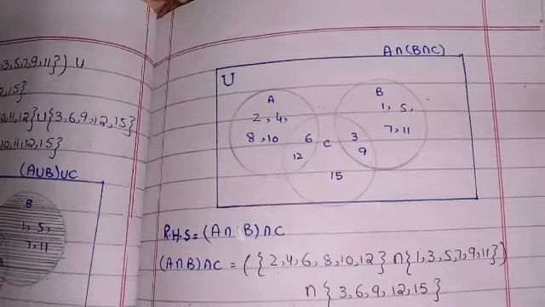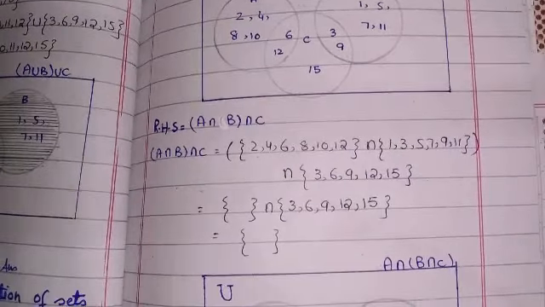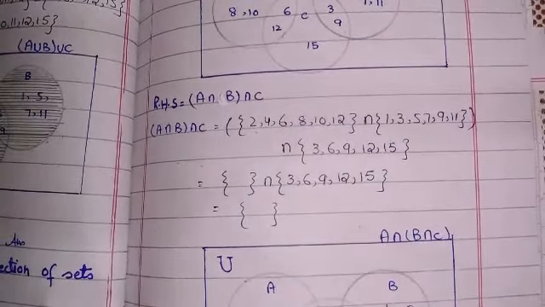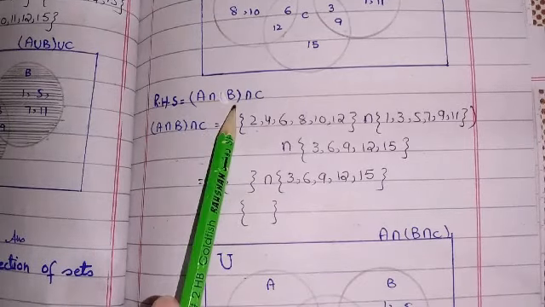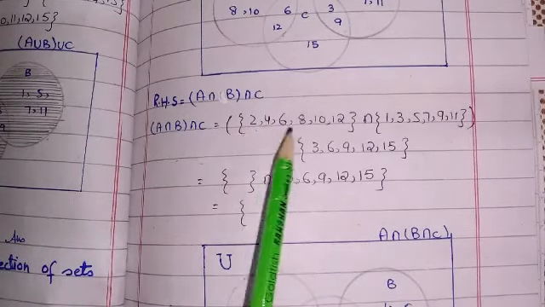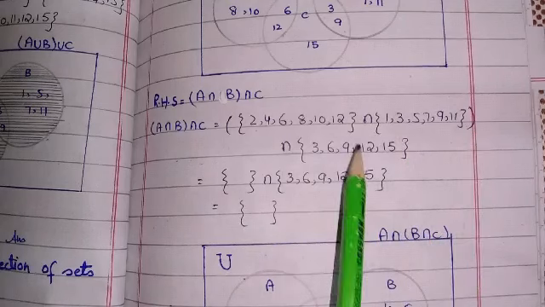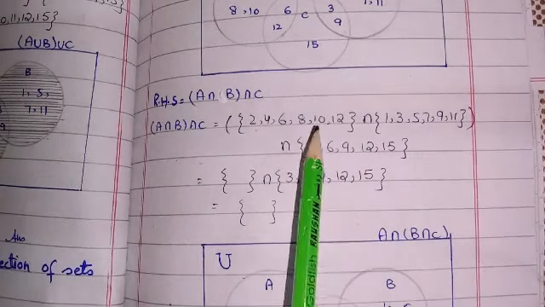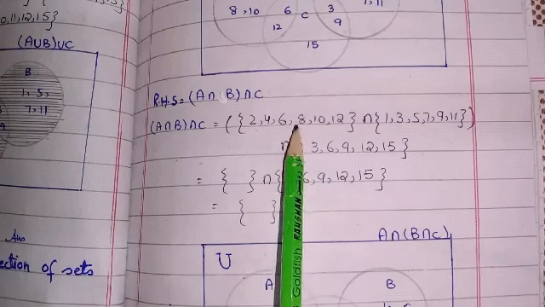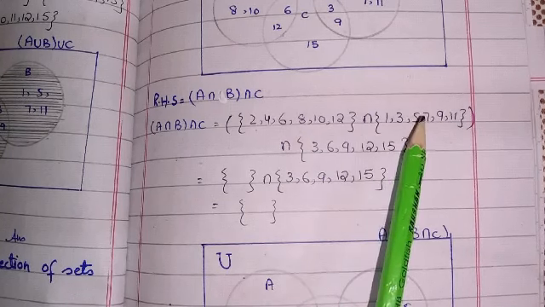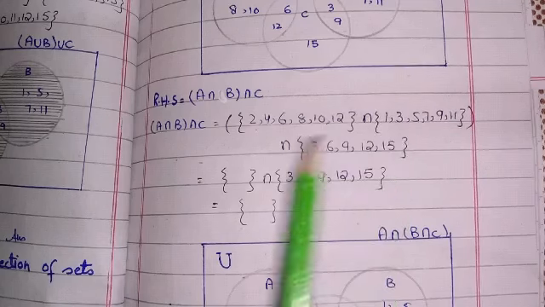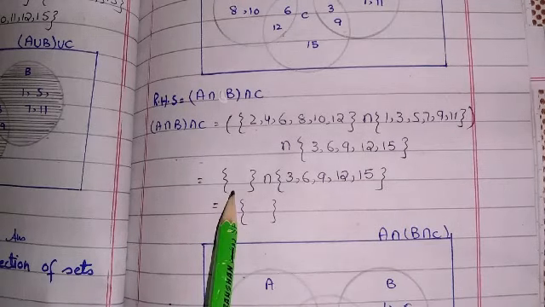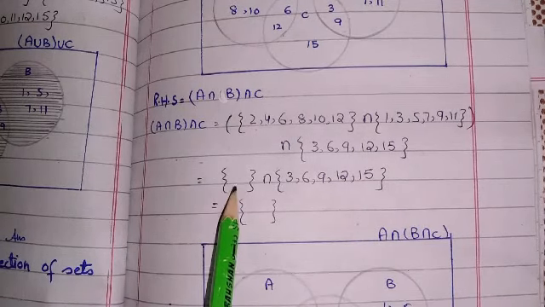Now students, let's move towards our right hand side of the associative law of intersection. Here it is: A intersection B intersection C. First we will write set A and set B within brackets, and then intersection, then our C set. In A set we have all even numbers, and in B set we have all odd numbers. There is no common element, so we will write nothing in the set. The answer is the empty set.